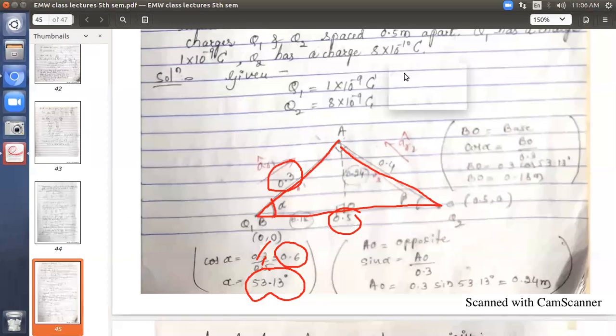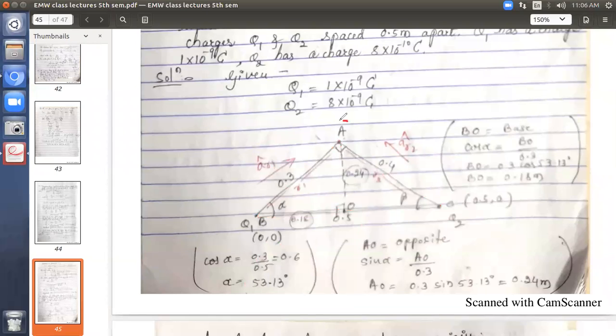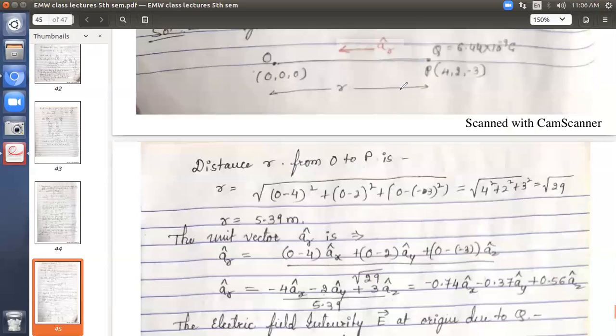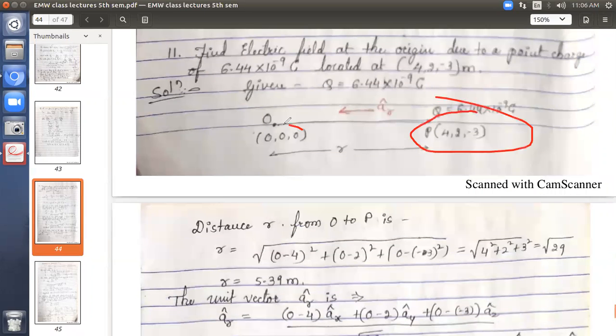Next, I am trying to find the coordinates of these points, because till now in all the problems we have solved, even in case of force or the electric field intensity, either in the question they may give you the points like this.